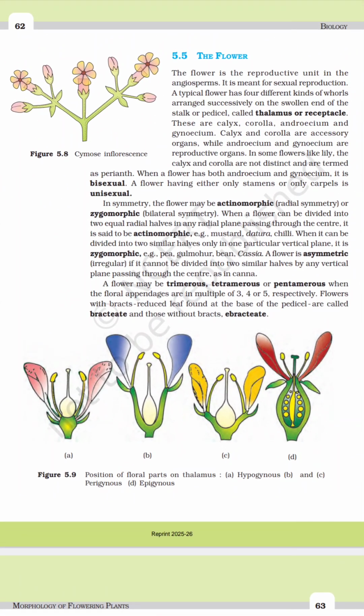What are the types based on the position of the floral parts on the thalamus? It is of three types: perigynous, epigynous and hypogynous. These examples are very important, try to remember them. In the next class we will discuss the parts of the flower like calyx, corolla, androecium and gynoecium.